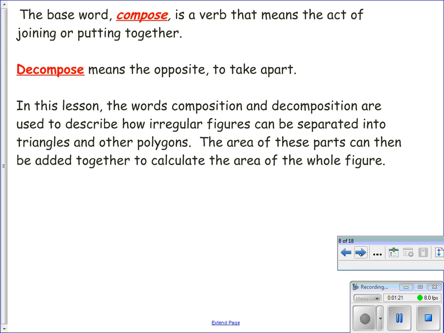Okay? So here the word compose is a verb. That means the act of joining or putting together. Decompose means the opposite, to take apart. So in this lesson, the words composition and decomposition are used to describe how irregular figures can be separated into triangles and other polygons. The area of these parts can then be added together to calculate the area of the whole figure. Is there a word in there that somebody's not familiar with, wants me to explain?